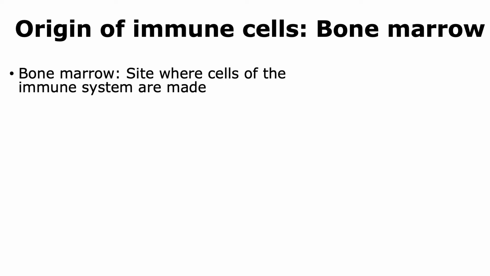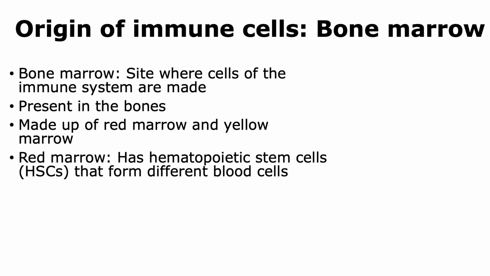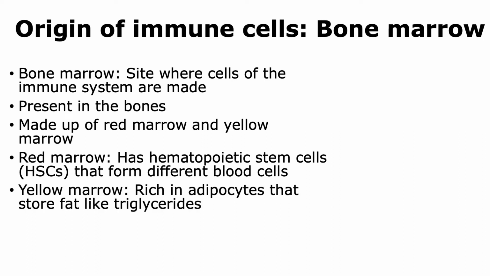Immune cells play a very critical role in immune responses. So let us look at where these immune cells are formed. All the immune cells are formed in the bone marrow, which, as the name suggests, is present in the bones. Now, the bone marrow comes in two flavors, which are the red marrow and the yellow marrow. The red marrow is the one that actually has these specialized stem cells called hematopoietic stem cells. It is these hematopoietic stem cells that will undergo differentiation to give rise to all the different types of blood cells. The yellow marrow, on the other hand, is rich in fat cells and does not have hematopoietic stem cells.